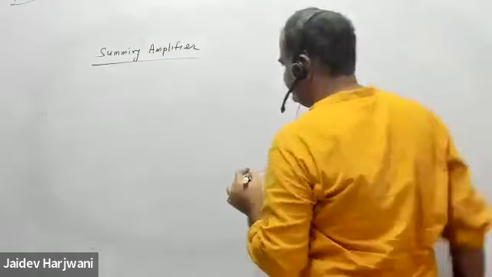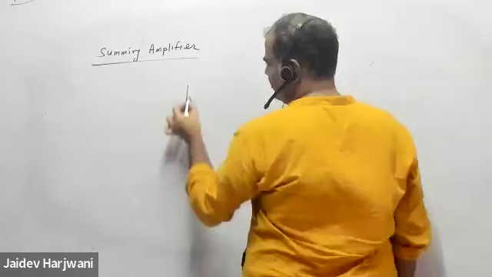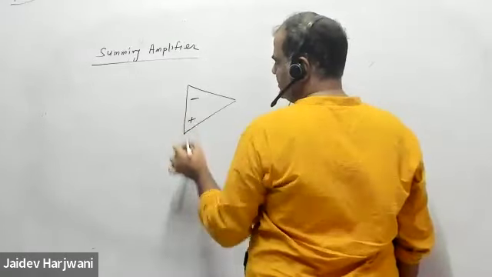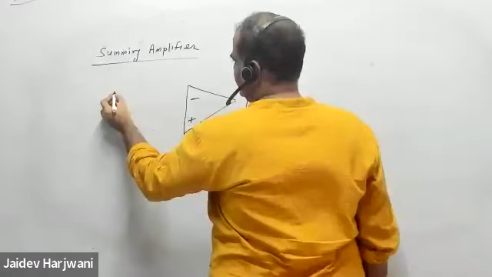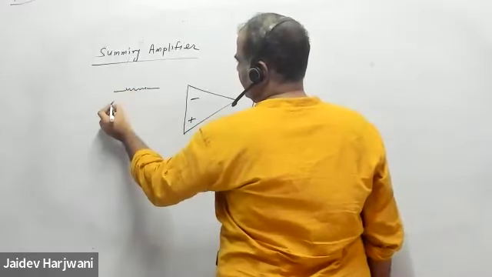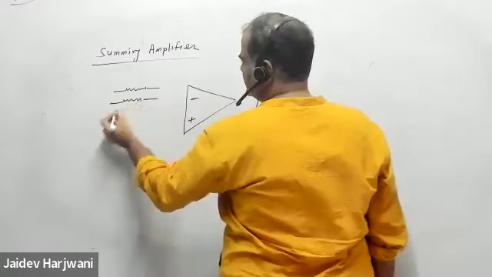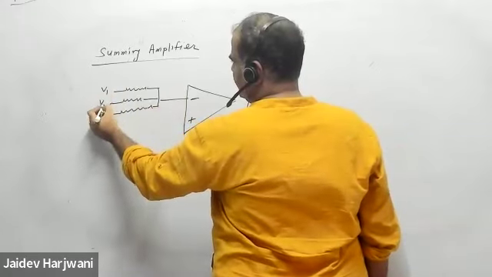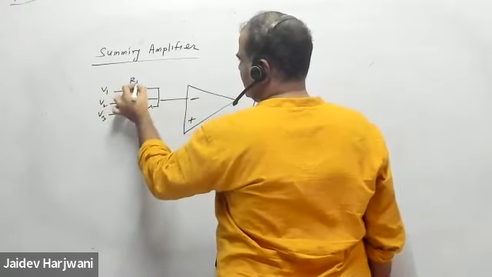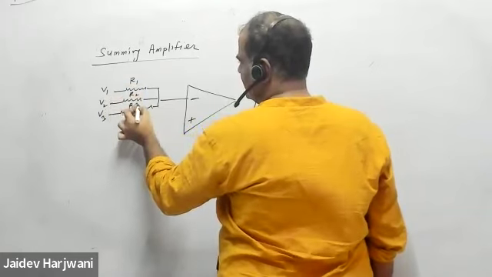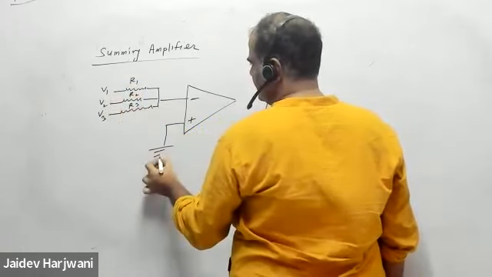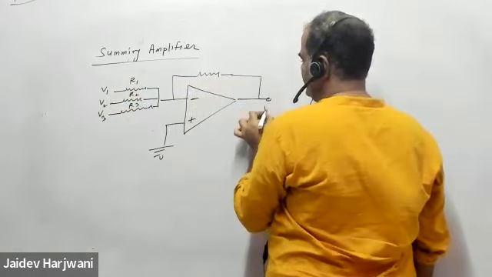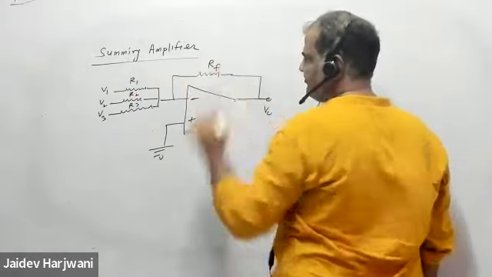Now what is a summing amplifier? It is used in the inverting configuration. This is minus, this is the plus, and say here we are applying more than one voltage. So this is V1, V2, V3, with R1, R2, R3, and this is grounded. Here you have V0, and here you have RF.